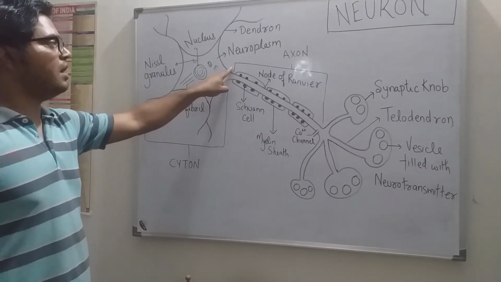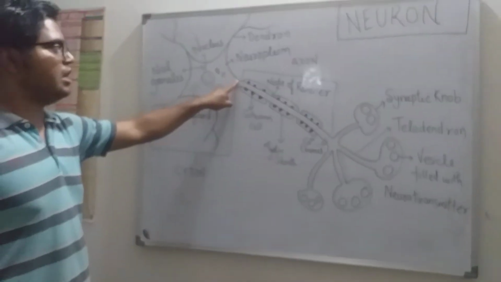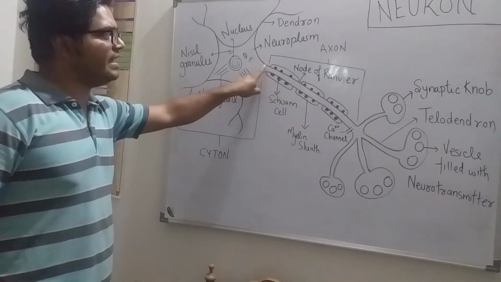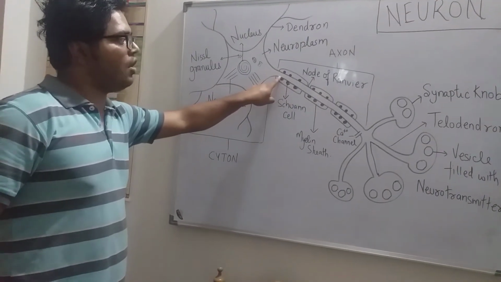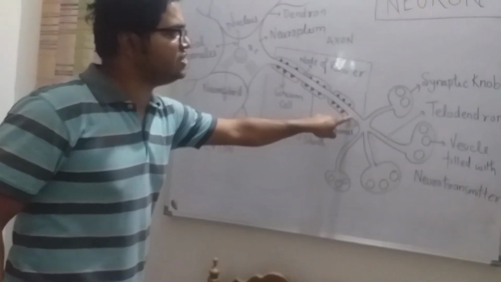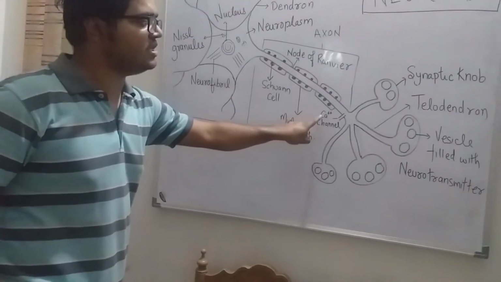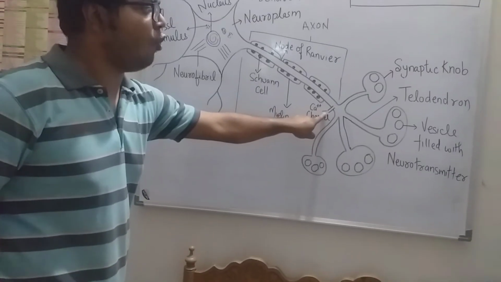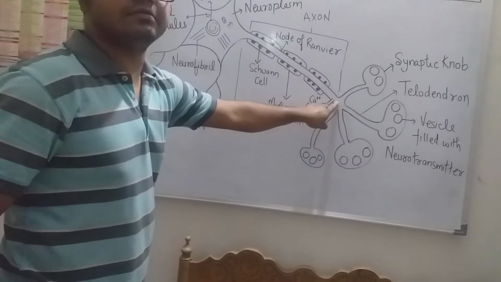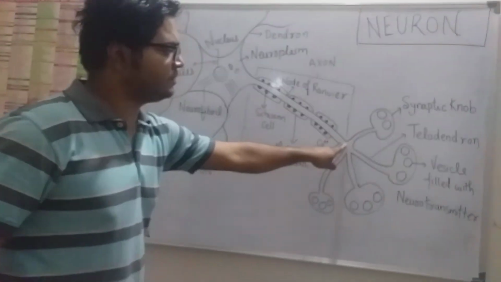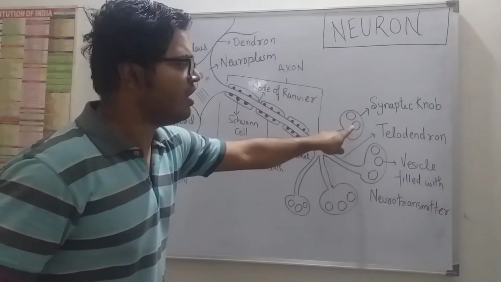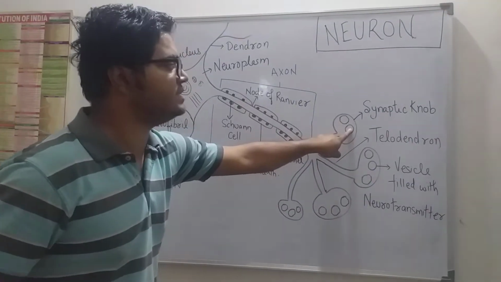Here, this region contains hillock, which amplifies the action potential and forwards it across the neurolemma of axon. When the action potential reaches here, the calcium ion channel opens and then the calcium ion moves inside the neuroplasm. The calcium ion helps in the exocytosis of vesicle containing neurotransmitter.